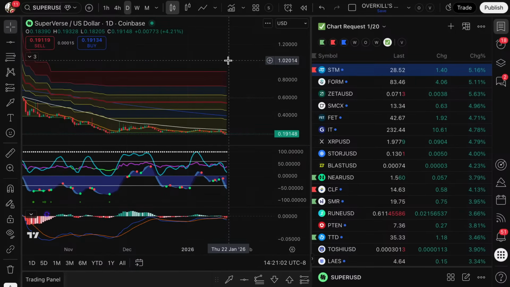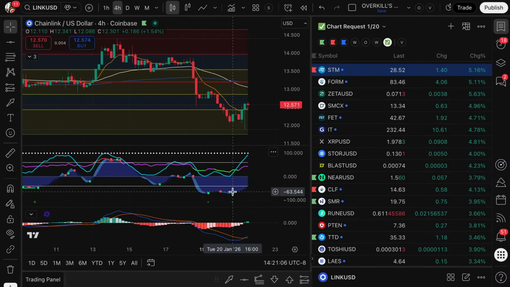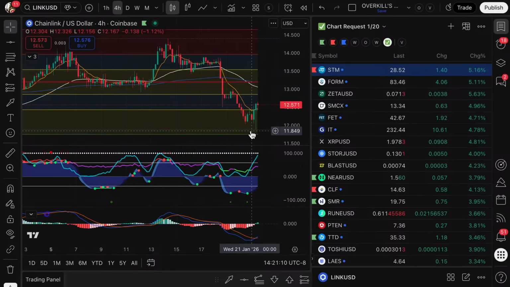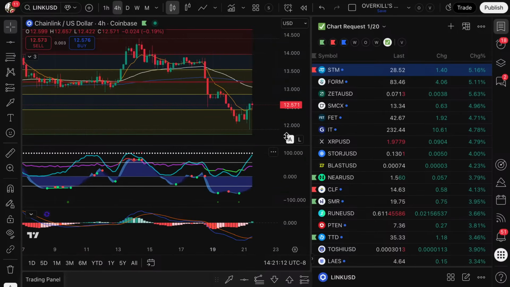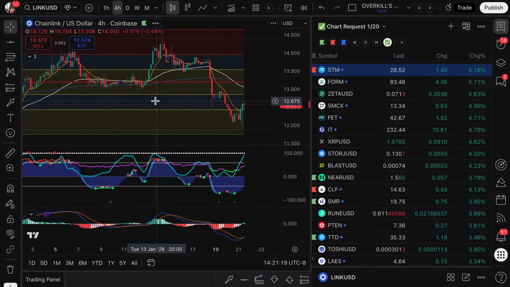What are you looking for on the Chainlink 4-hour? I already got what I was looking for. I got that green dot right there at 12. So my average cost on Link, I think, is like $12.50. So I'm literally even on my Chainlink position right now.